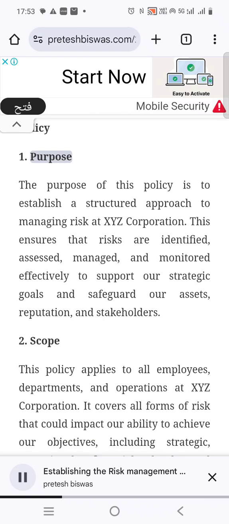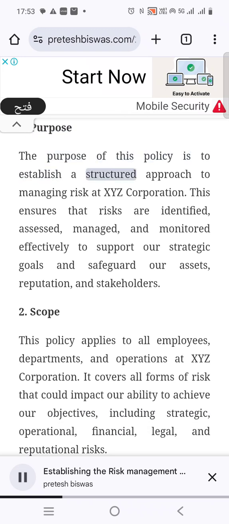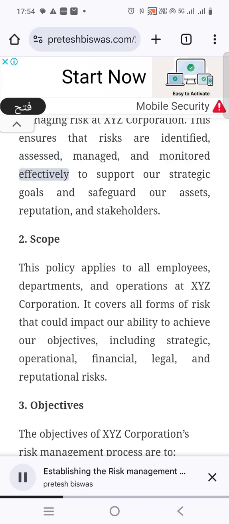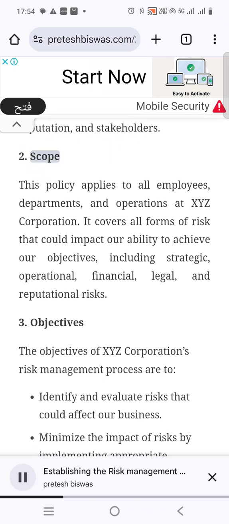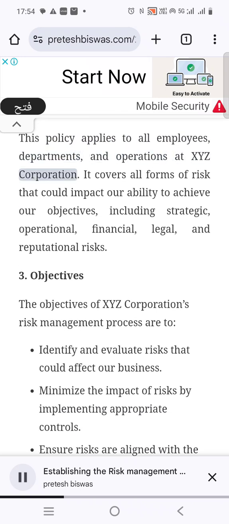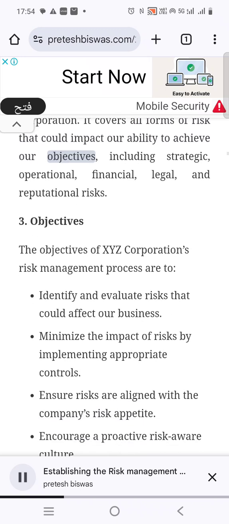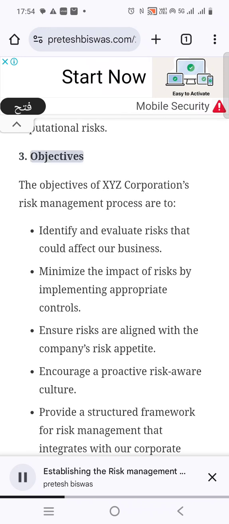XYZ Corporation Risk Management Policy. 1. Purpose. The purpose of this policy is to establish a structured approach to managing risk at XYZ Corporation. This ensures that risks are identified, assessed, managed, and monitored effectively to support our strategic goals and safeguard our assets, reputation, and stakeholders. 2. Scope. This policy applies to all employees, departments, and operations at XYZ Corporation. It covers all forms of risk that could impact our ability to achieve our objectives, including strategic, operational, financial, legal, and reputational risks.